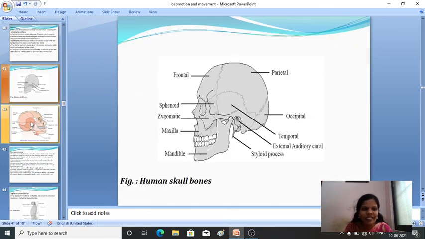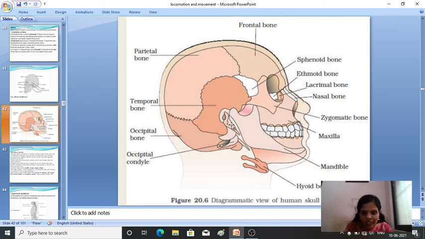This is the blackened one, this is the colored one. In the skull you can see the different types of bones. The upper is the frontal bone, this is the parietal bone, temporal bone, occipital bone and occipital condyle. And here is the hyoid, a U-shaped bone. This comes under the facial bones.